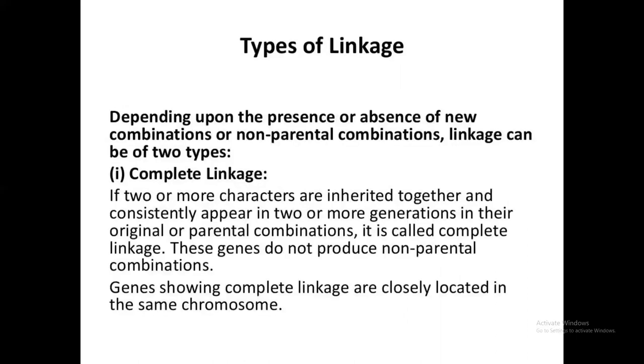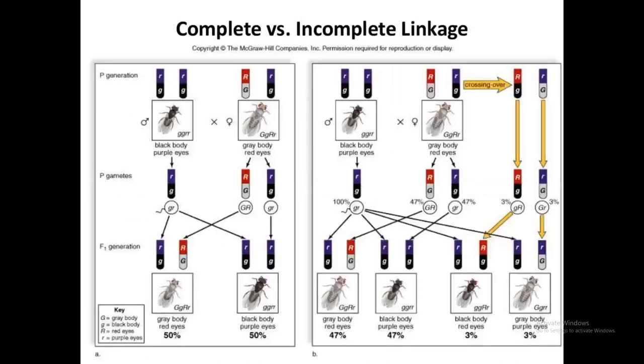Types of linkage: they can be complete linkage or incomplete linkage. Here you see complete linkage and incomplete linkage. Here we have taken different characters, that is black body and purple eyes, gray body and red eyes. Okay.